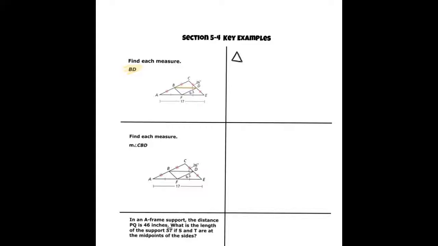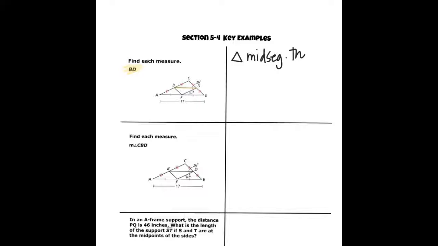So the triangle mid-segment theorem helps me understand the relationship between segment BD and segment AE. I have a measurement for AE of 17, and what the triangle mid-segment theorem tells me is that from this midpoint to this midpoint is exactly half of the segment to which it's parallel. Half of that, they call it the third side over here.